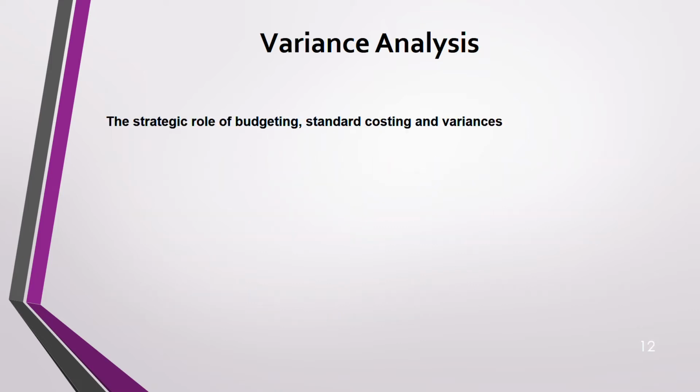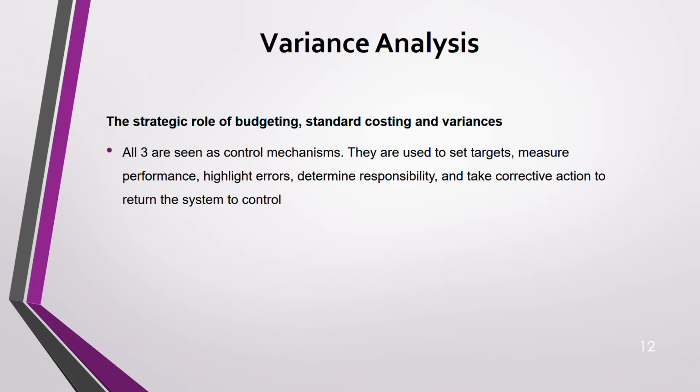Now, what is the strategic role of budgeting, standard costing, and variance? All these three things are linked. Their main role is as a control mechanism. Whether you do budgeting, standard costing, or variance, you only want to control. They set some target, measure the performance, highlight any error, and then determine responsibility and take corrective action.